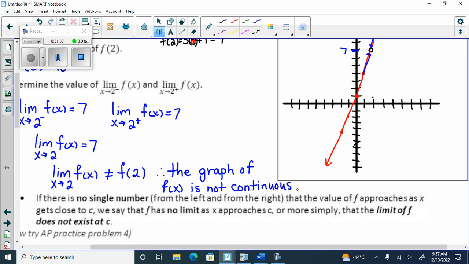And then this was another little side. If there is no single number from the left and from the right that the value of f of x approaches as x gets closer to c, we say that there is no limit as x approaches c, or more simply that the limit of f of x does not exist at c.